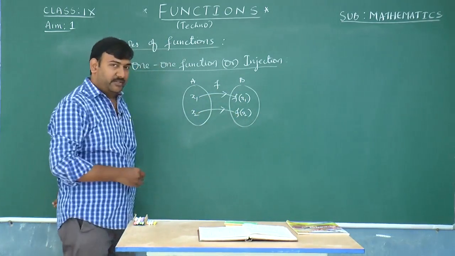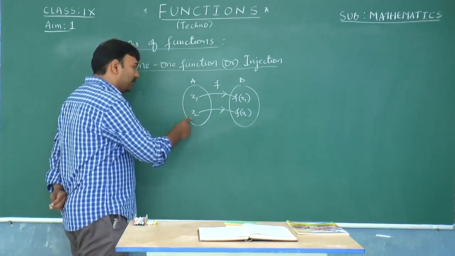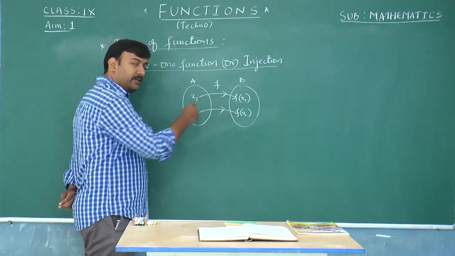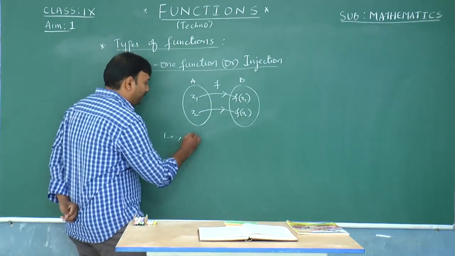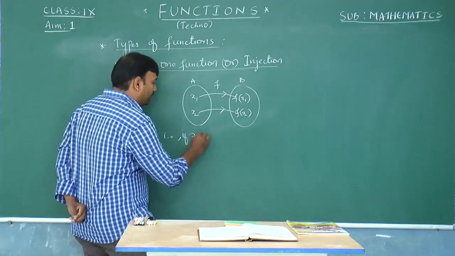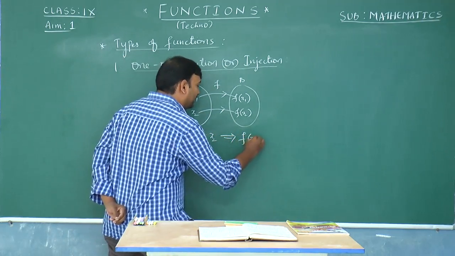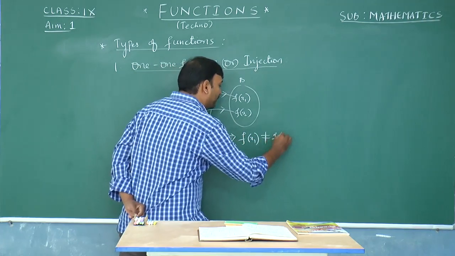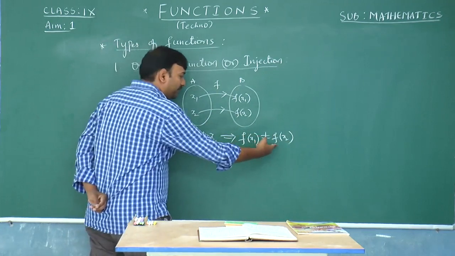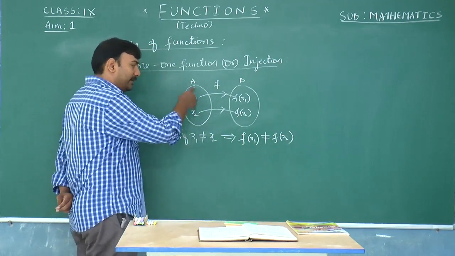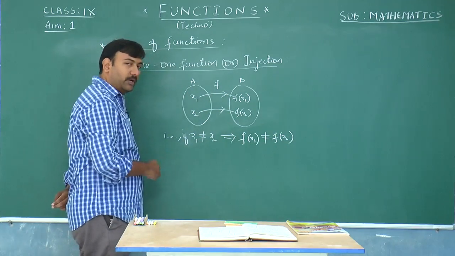That is, a function f that maps A to B is said to be a one-to-one function if distinct elements of set A have distinct images. That is, this can be written as: if x1 is different from x2, this should imply that f of x1 is also different from f of x2. That means two distinct elements of set A need to have distinct elements of set B. That is, if distinct elements of set A have distinct images in set B, then we can say the function is going to be a one-to-one function.